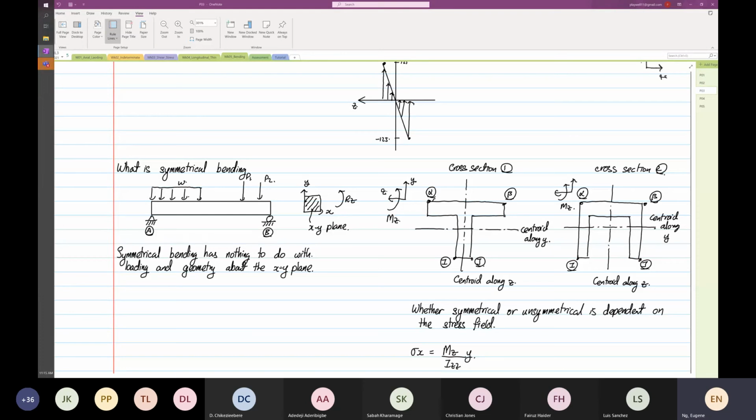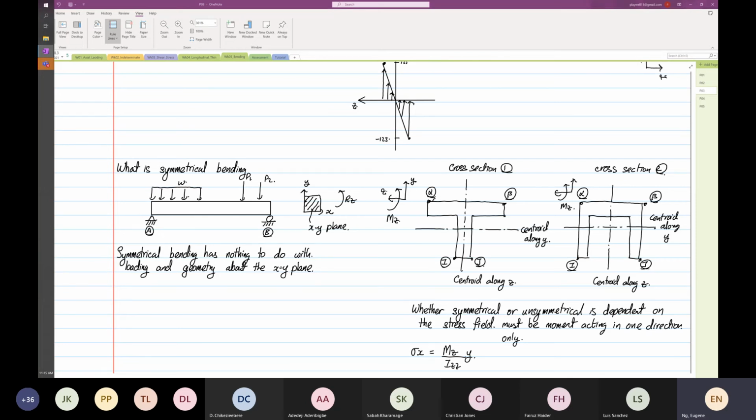So for this case, there's only one moment, which is Mz, and the next thing is there must be moment acting in one direction only. If it's two directions, it will never be symmetrical. Later on, we go into unsymmetrical loading, and you'll see why.